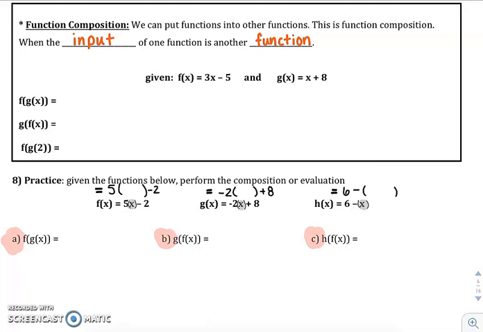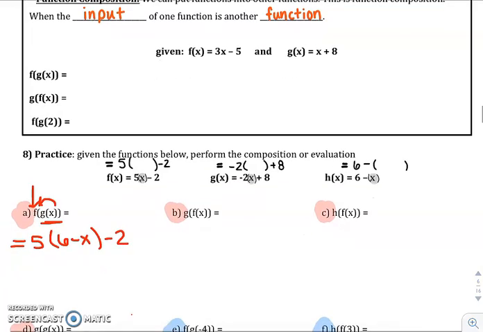So if we look at A, we want f of g. So we want to start with that f function, and we're plugging the g function into it. So the f function, the shell we would use is 5x minus 2. So this would be 5 instead of x, parentheses, minus 2. And what are you substituting in there? The whole g function, which is 6 minus x. And then we just simplify from there.